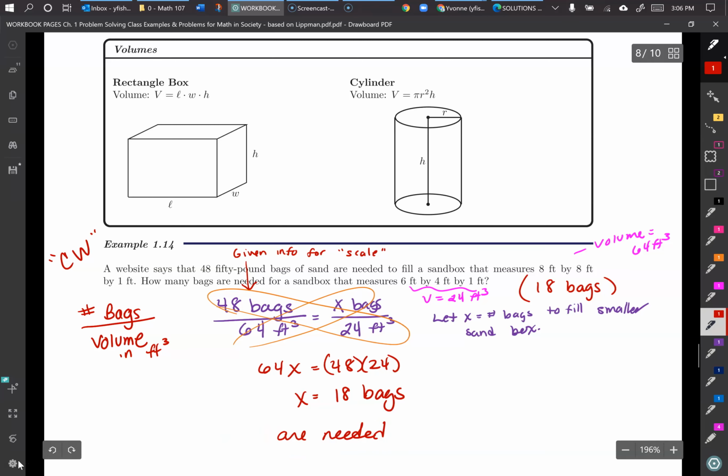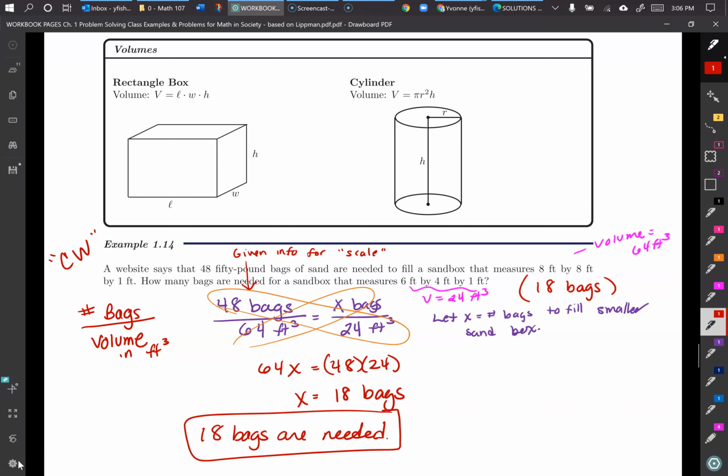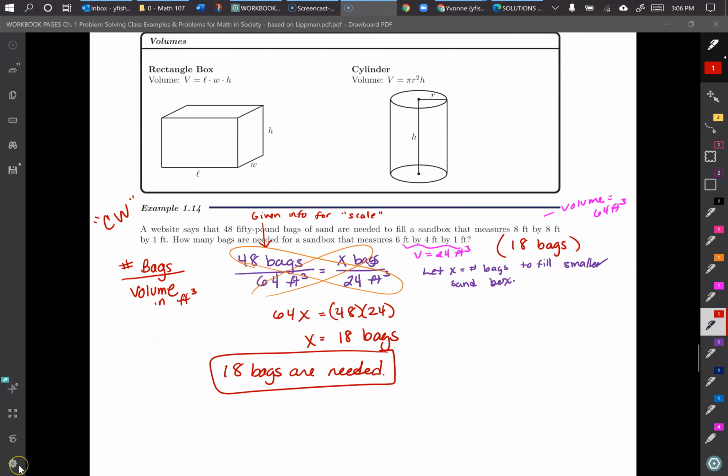So hopefully you're getting the idea with this that you have to incorporate more than just one of the dimensions and take them all into consideration when you're doing your proportion setup. So that's it for this segment, and the next one will be on page 15. We'll continue on with some estimating and doing some larger scale word problems.